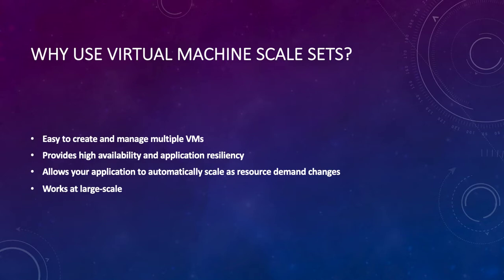The other feature that makes using virtual machine scale sets appealing is that it allows your application to automatically scale as resource demand changes. So customer demand for your application may change throughout the day or week or peak seasons and so on. To match customer demand, the scale sets can automatically increase the number of VM instances as application demand increases. Then they reduce the number of VM instances back as the demand decreases and basically save you money.